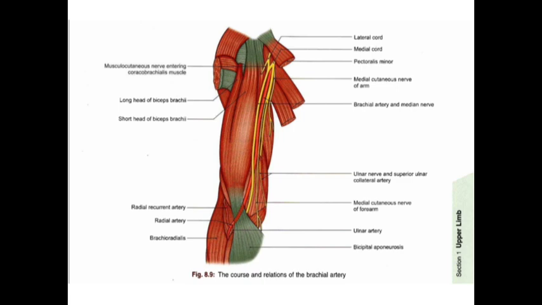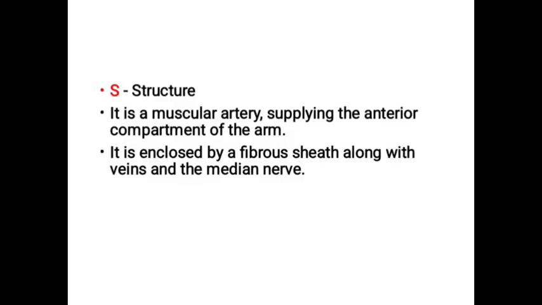Now, this is a diagram. Anytime you're asked to write an essay on any structure in the body, it is always important to sketch a diagram and label it, to fetch you 3 points in your anatomy essays. Now, for the structure, it is a muscular artery supplying the anterior compartment of the arm. It is enclosed by a fibrous sheath along with the vein and the median nerve.